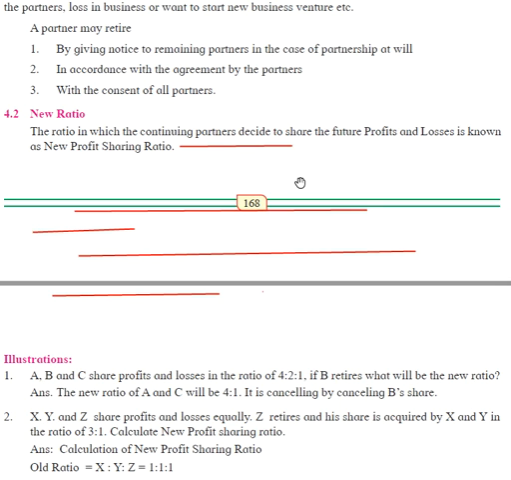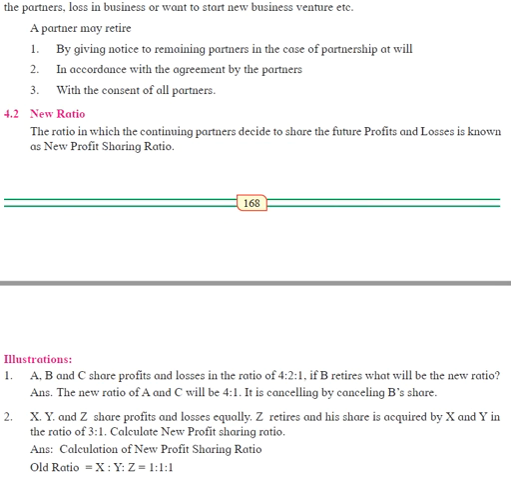The new ratio in which the continuing partners decide to share future profits and losses is known as the new profit sharing ratio. For example, if the profit sharing ratio is 5 is to 3 is to 2, and one partner retires from the firm, his share will be distributed among those continuing in the firm, and they will share in the new profit sharing ratio, that is called the new ratio.